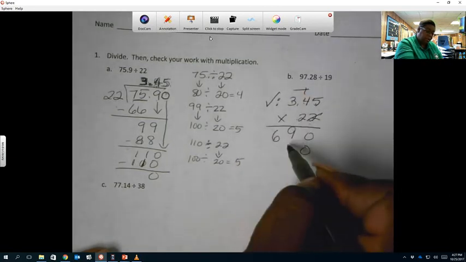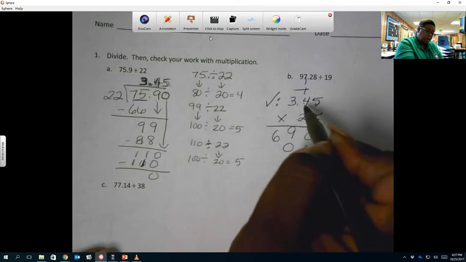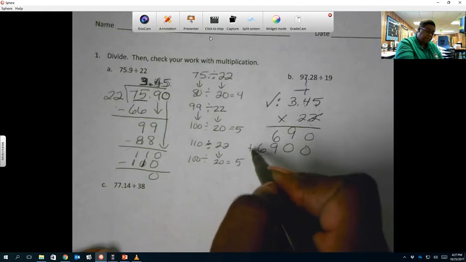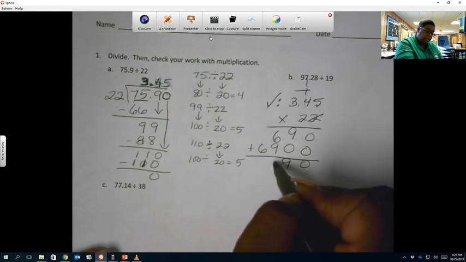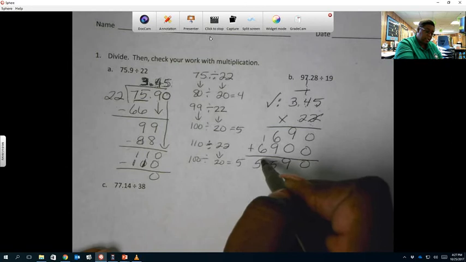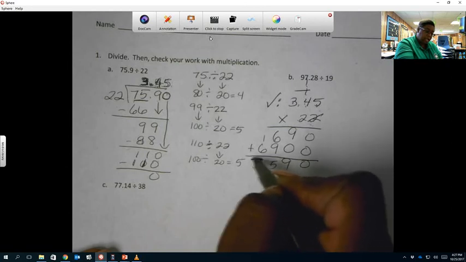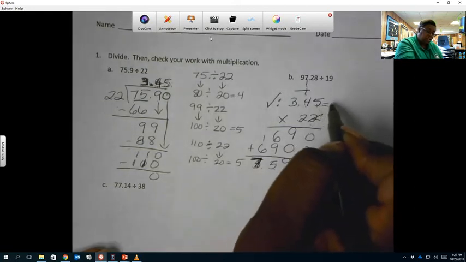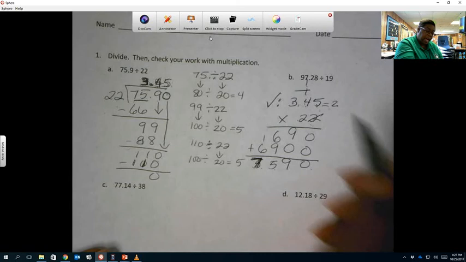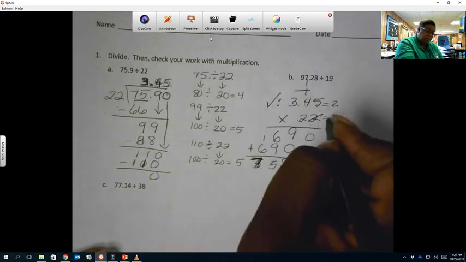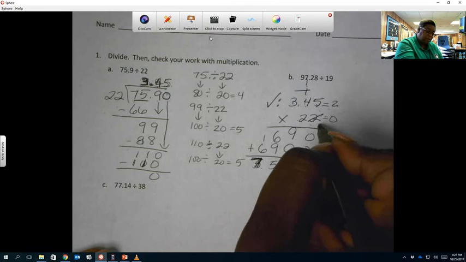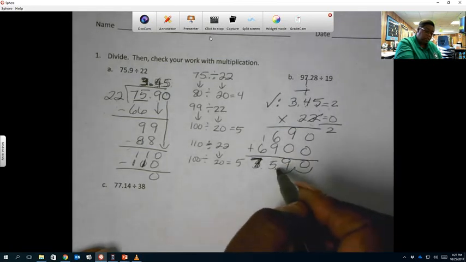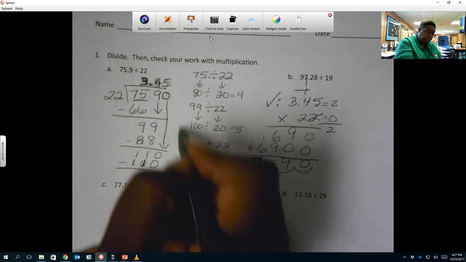2 times 5 is 10, carry the 1. 2 times 4 is 8, plus 1 is 9. 2 times 3 is 6. When I add my two partial products, I get 7590. I have 2 digits behind the decimal in the factor here. Behind the decimal, I have 0 digits in the other factor, for a total of 2. So I start here, and I go 1, 2, and this looks like my dividend.